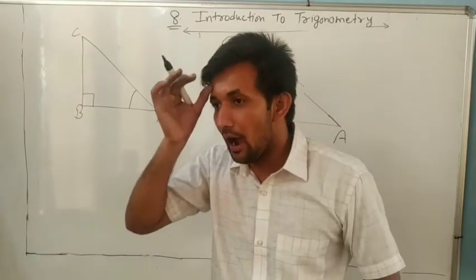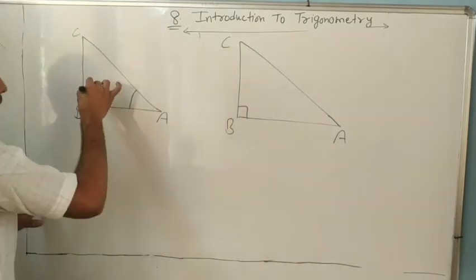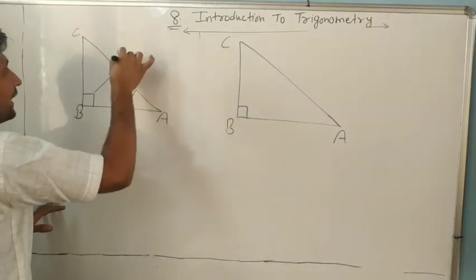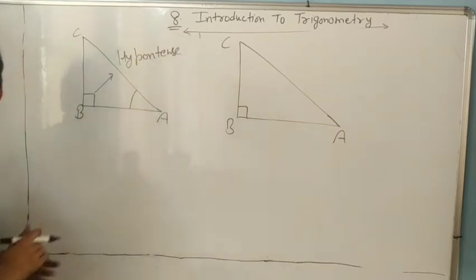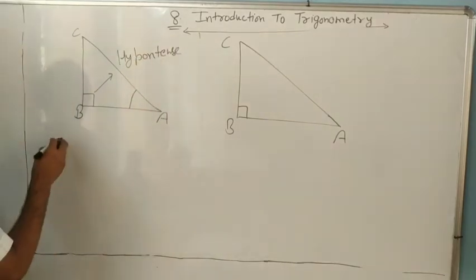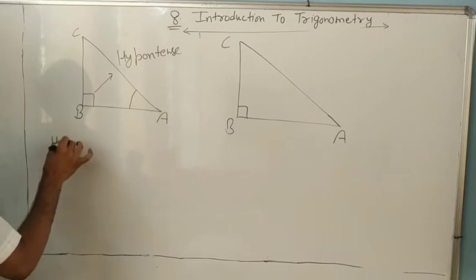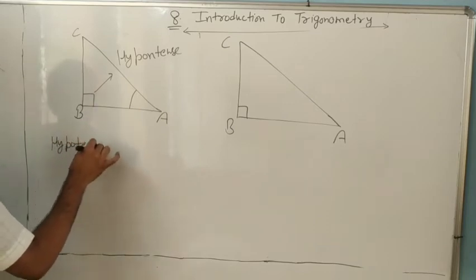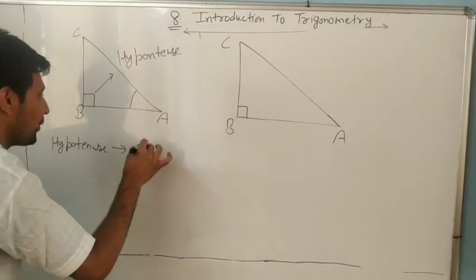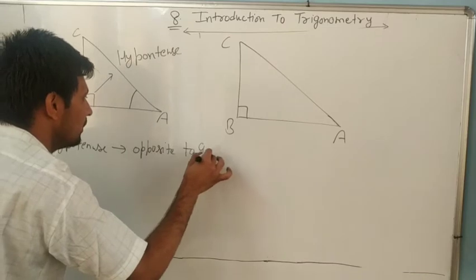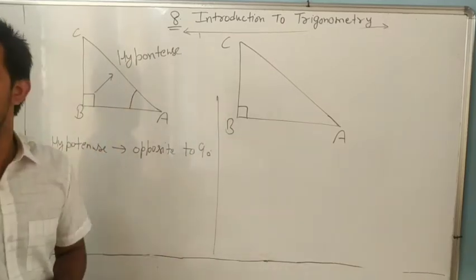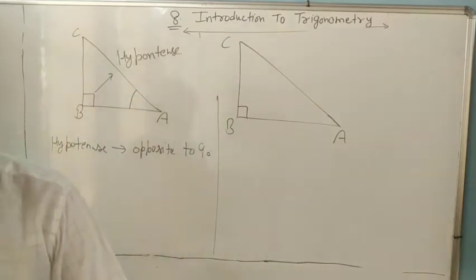Look at here. Always one thing: opposite of 90 degrees is the hypotenuse. So you can always write, hypotenuse is opposite to 90 degrees, dear.